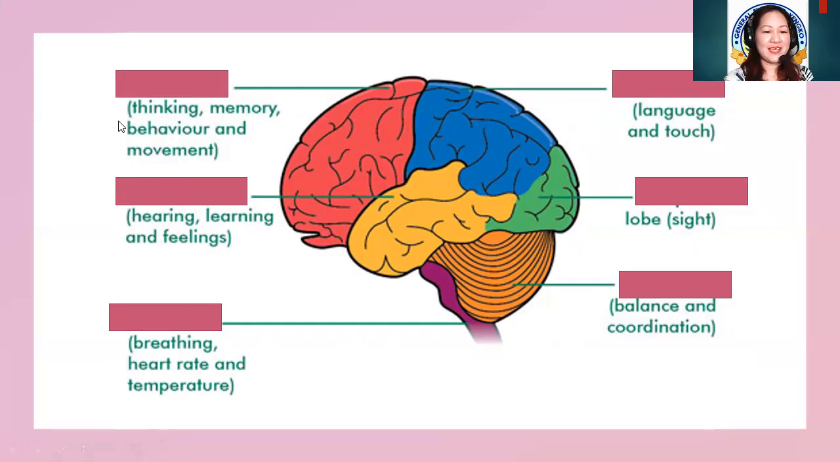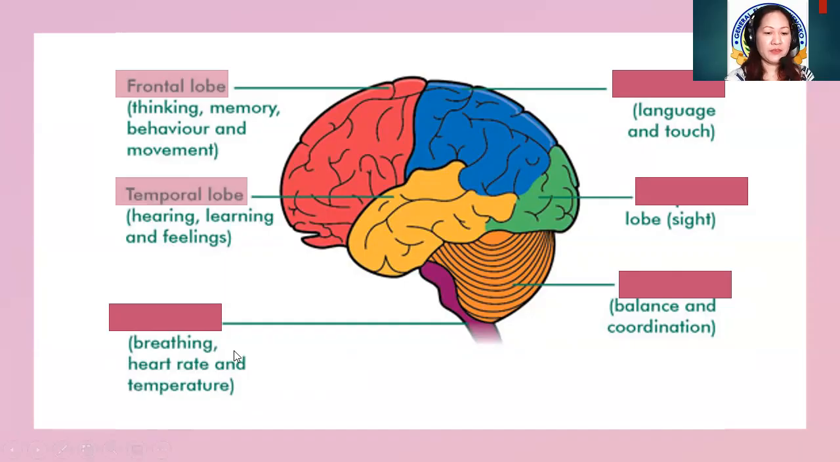Okay, so let's check. What's the answer? It's the frontal lobe. Okay, let's proceed to the next. It is responsible for hearing, learning, and feeling. So what is the part of the brain that I am talking about? Go. Okay, so let's check the answer. The temporal lobe. Okay, next.